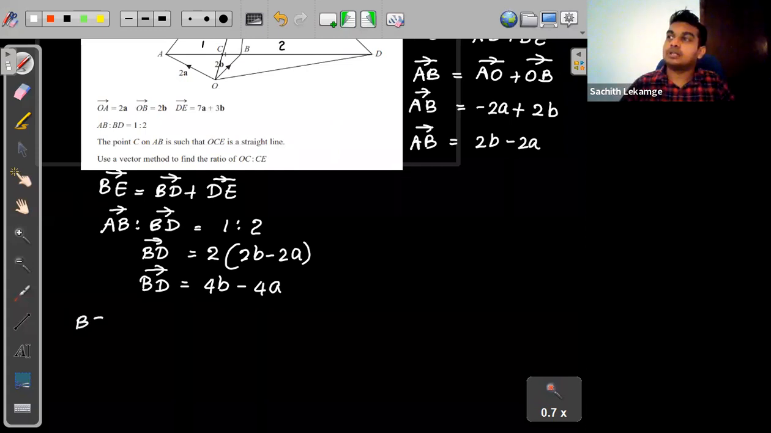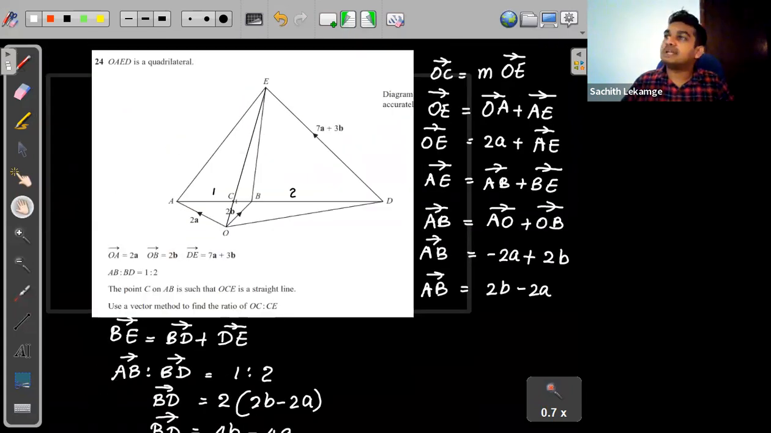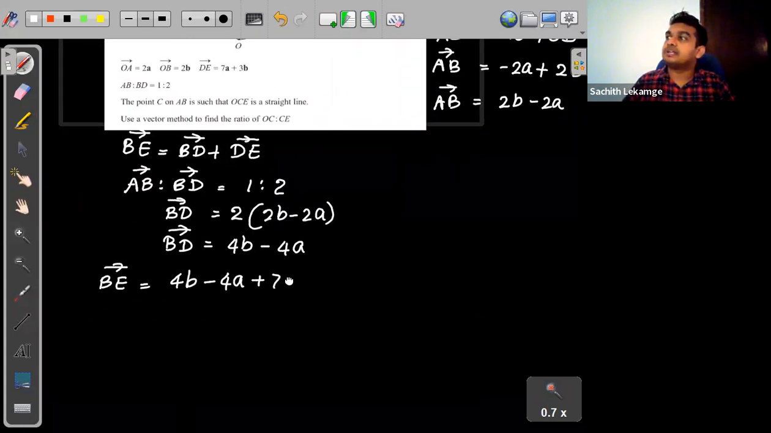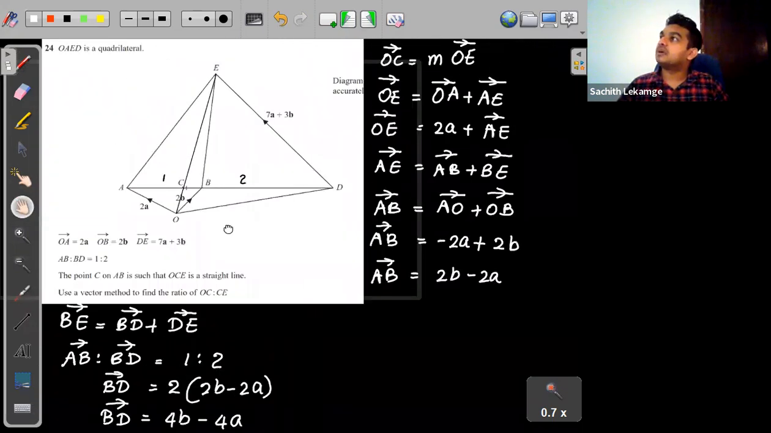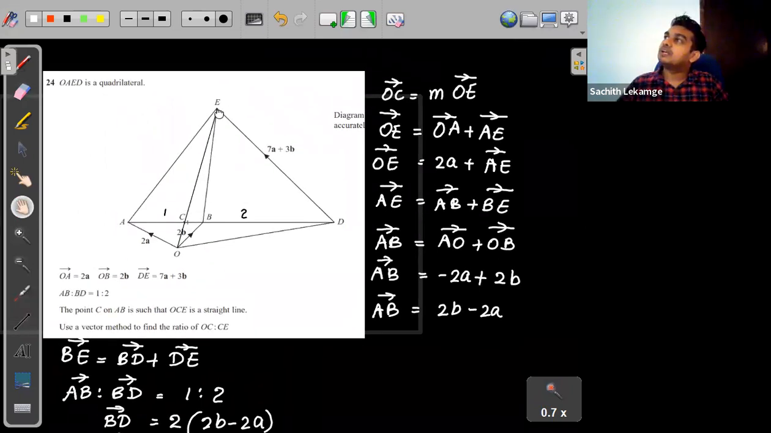BE equals 4b minus 4a plus DE. DE is given as 7a plus 3b. So the BE vector is 4b plus 3b, 7b, minus 4a plus 7a, that is plus 3a. Okay. Then another way, 4b plus 3b is 7b, and 7a minus 4a is 3a. Now BE also I know.